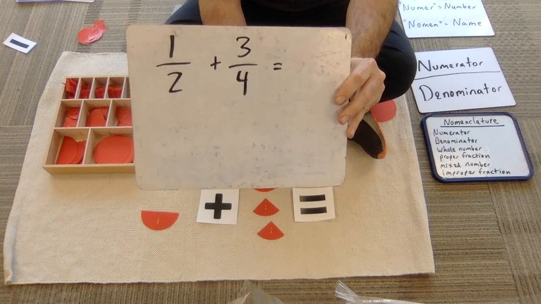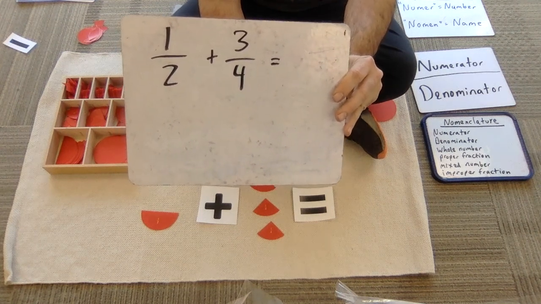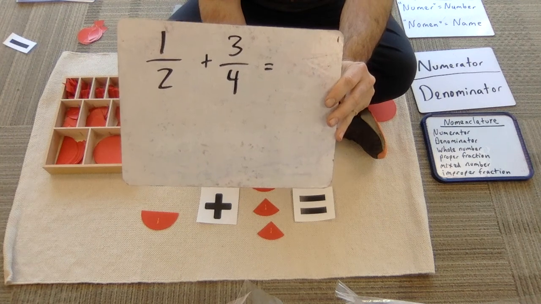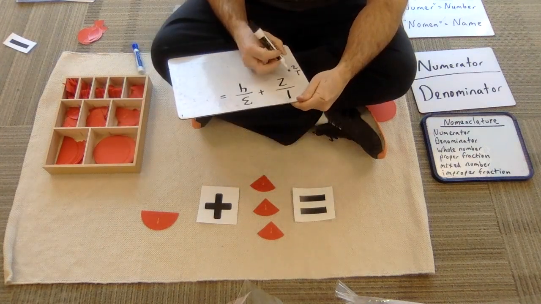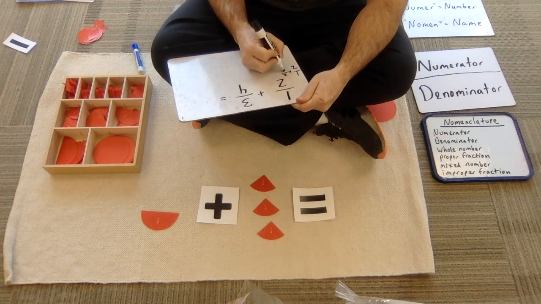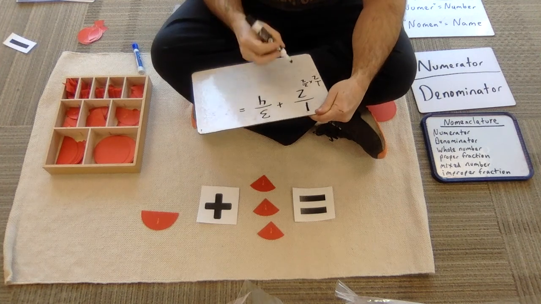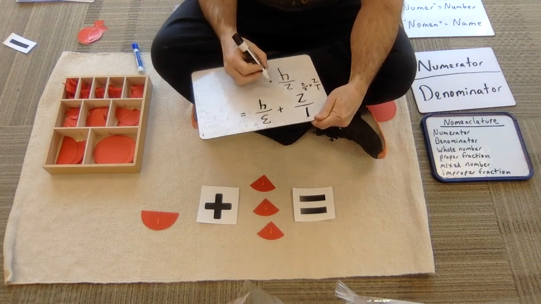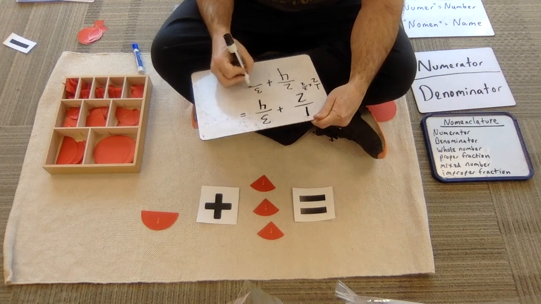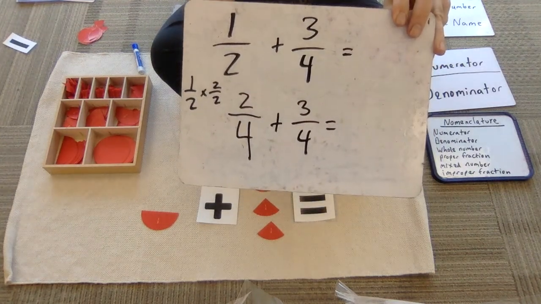So what's the smallest number that both 2 and 4 go into? Did you say 4? If you did, you would be correct. Let's see, 1/2. If we have to multiply the denominator by 2 to get 4, we have to do the same thing for the numerator. So 1/2 becomes 2/4 plus 3/4. Looks like that.